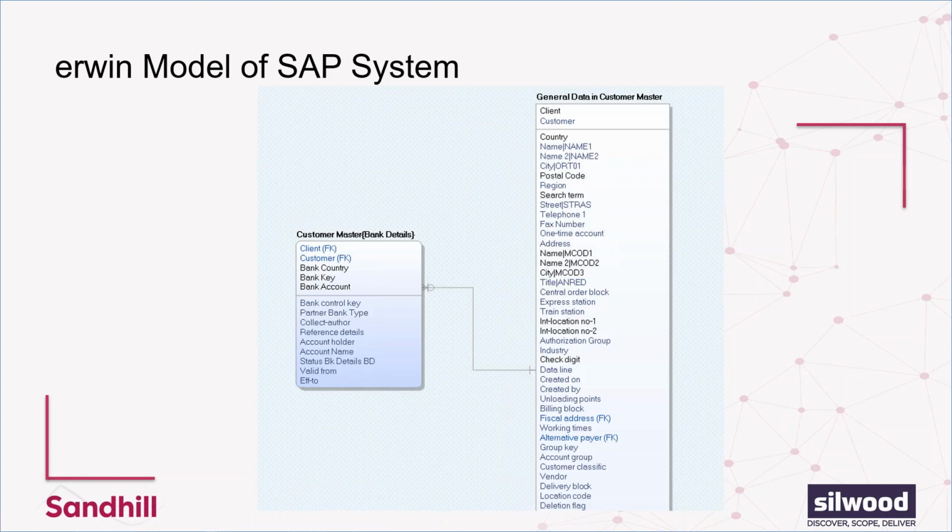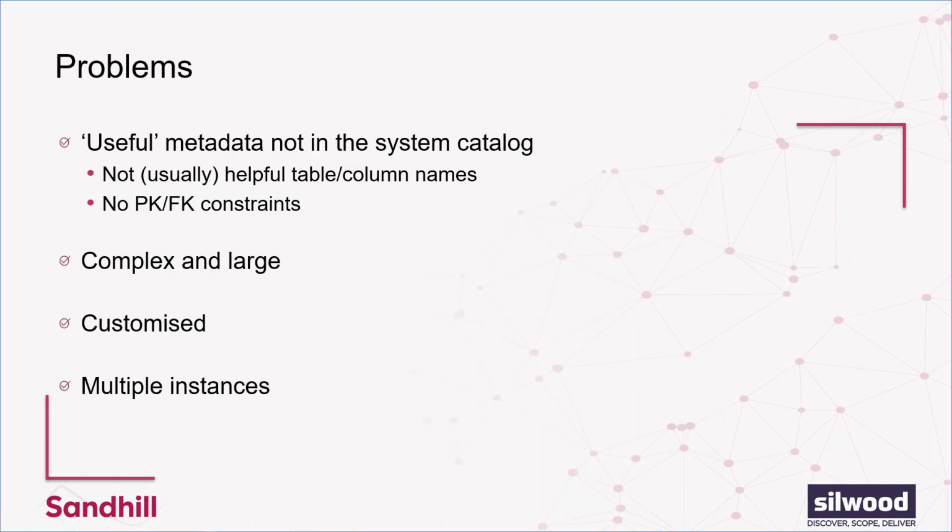And obviously customers, users, would like to get names which actually give some business context to the data structure. So the system catalog does not usually hold useful metadata. Also, there are no primary or foreign key constraints in that database. All the referential integrity, all the business context information is in some kind of proprietary data dictionary.